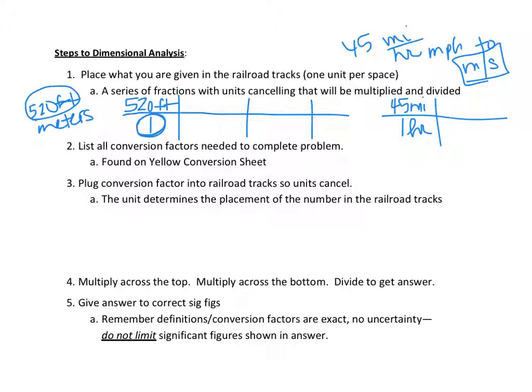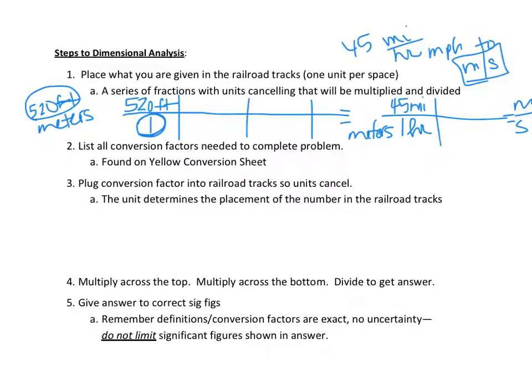The next thing we're going to do is list all conversion factors needed to complete the problem. So we'll know that we're starting in feet, and we'll know that we want to get to meters, or we're starting in miles per hour and we want to get to meters per second. So we can find the conversion factors that we need to make those conversions, and we go ahead and write those down. And as we're learning this process, you're going to have to show each step of the work, and listing the conversion factors is part of that.